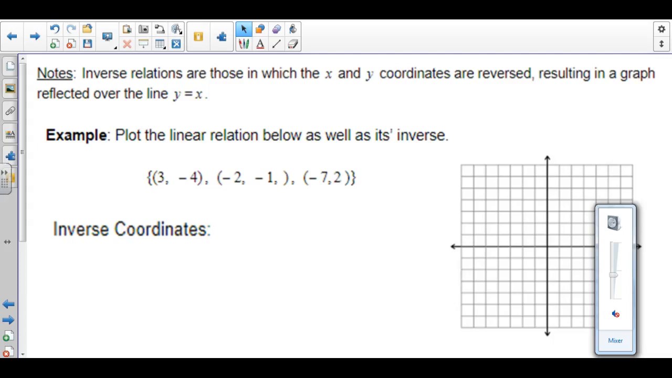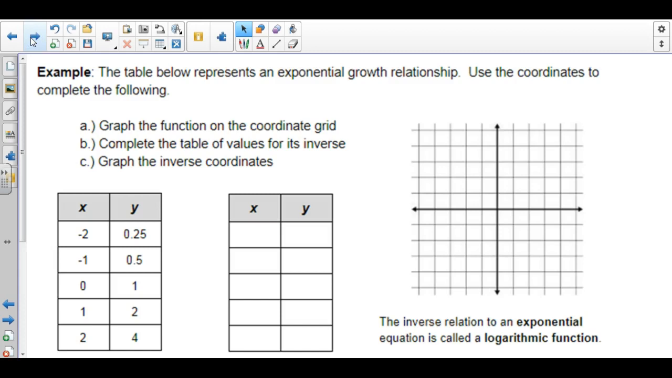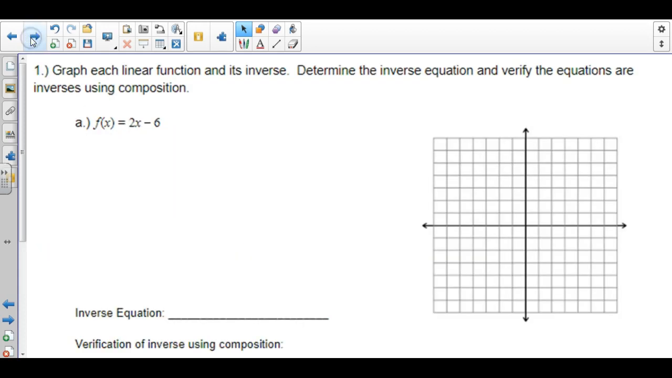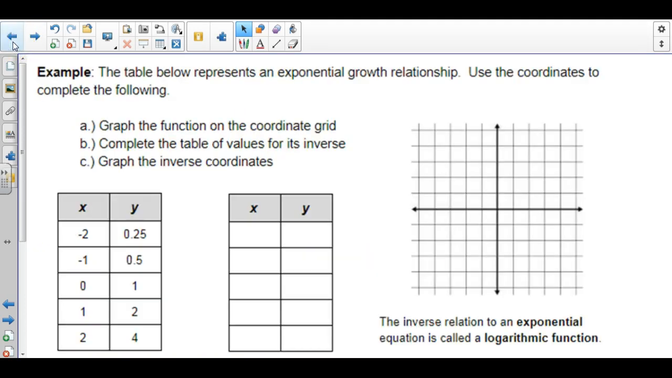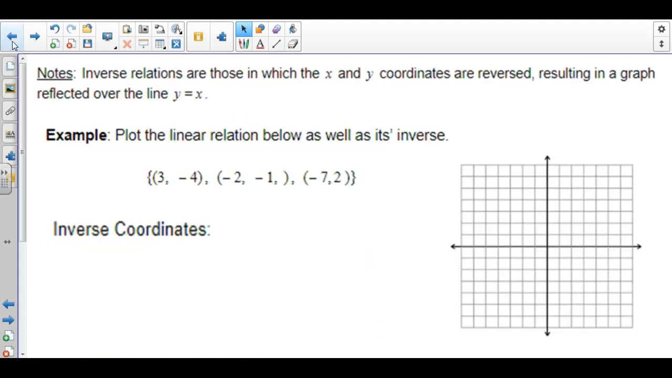Hello. In this video, I'm going to go through inverse relationships or inverse functions, and different types of inverse relations. We'll look at linear relationships, quadratic, exponential, and their inverses, and what that actually means for something to be an inverse. We'll go through a couple of table, graph, and equation problems.